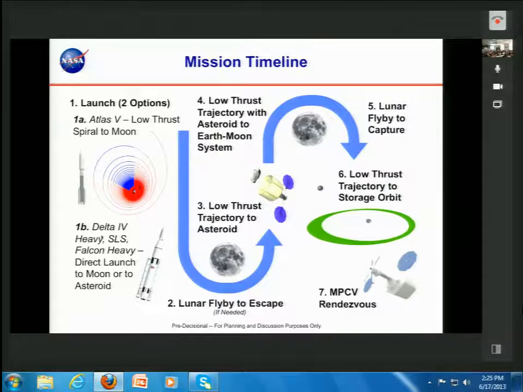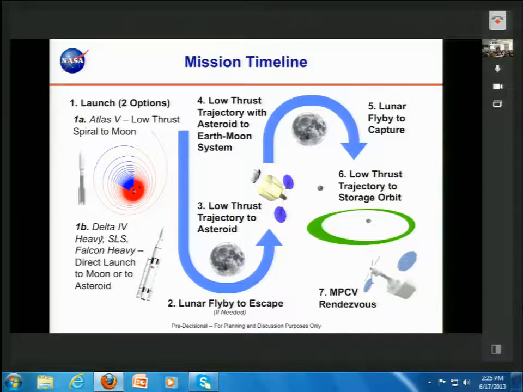So here's the timeline for the ARM mission. Right now we're looking at two different launch vehicle options. One uses the Atlas V, which is an existing rocket, and it requires a low thrust spiral at Earth to get enough mass to have enough propellant to redirect the asteroid. The low thrust spiral loops around Earth multiple times and then uses a lunar gravity assist to escape and insert upon the trajectory to the asteroid.